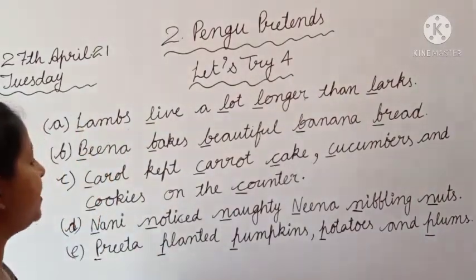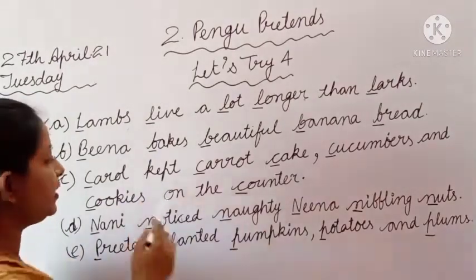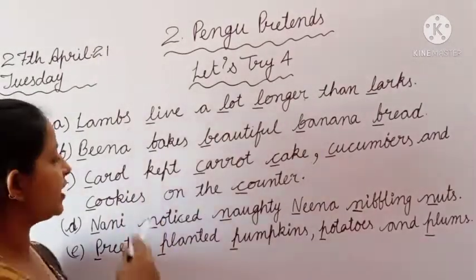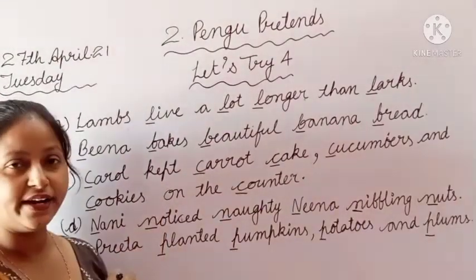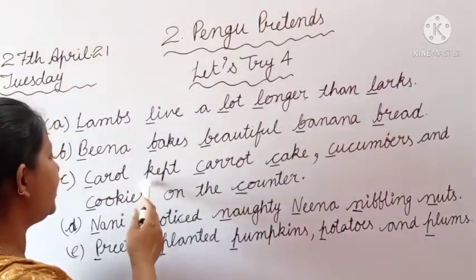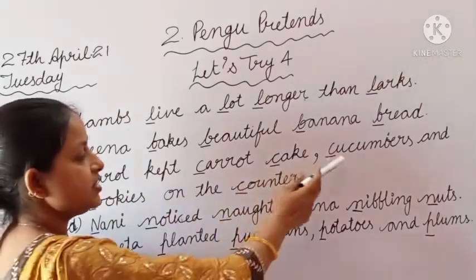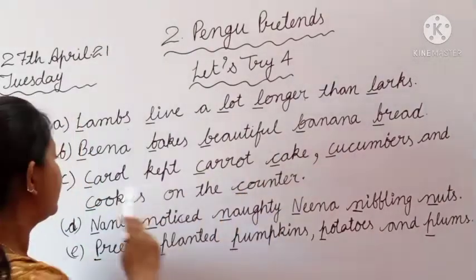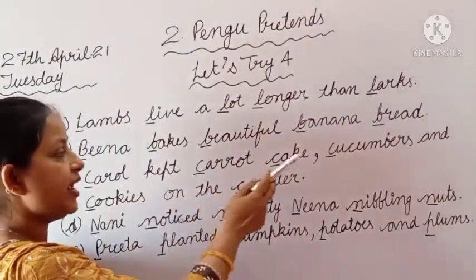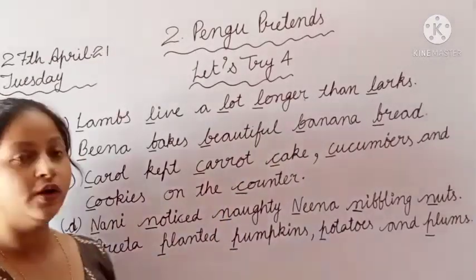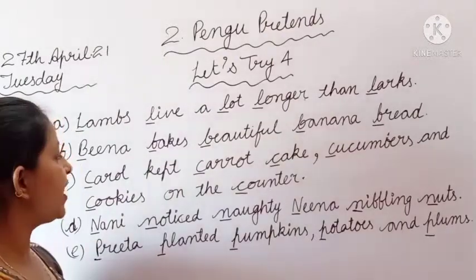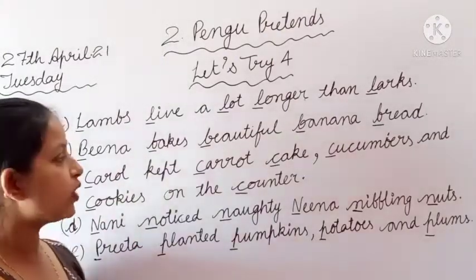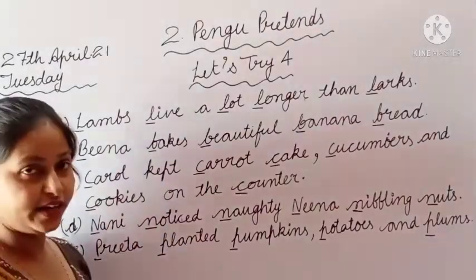ओके, दैट्स व्हाई वी डिड अंडरलाइन के. इसीलिए हमने के को अंडरलाइन नहीं किया, बिकॉज इट इज नॉट आइडेंटिकल. ओके, ये आइडेंटिकल नहीं है. सी सी सी सी, दे आर आइडेंटिकल. Carol of C, carrot, cake, and cucumber, and cookies and counter. They are identical sounds. That's why we call it initial rhymes. Okay, and we underline it here.